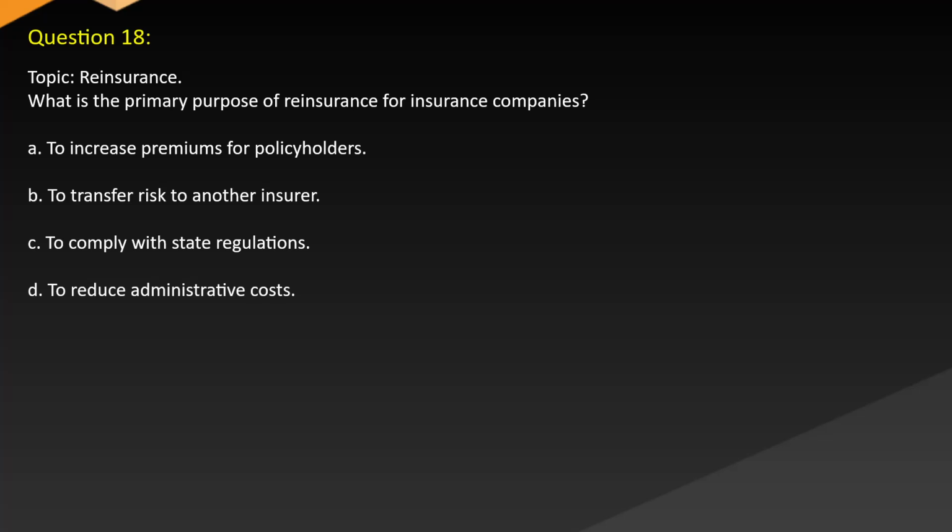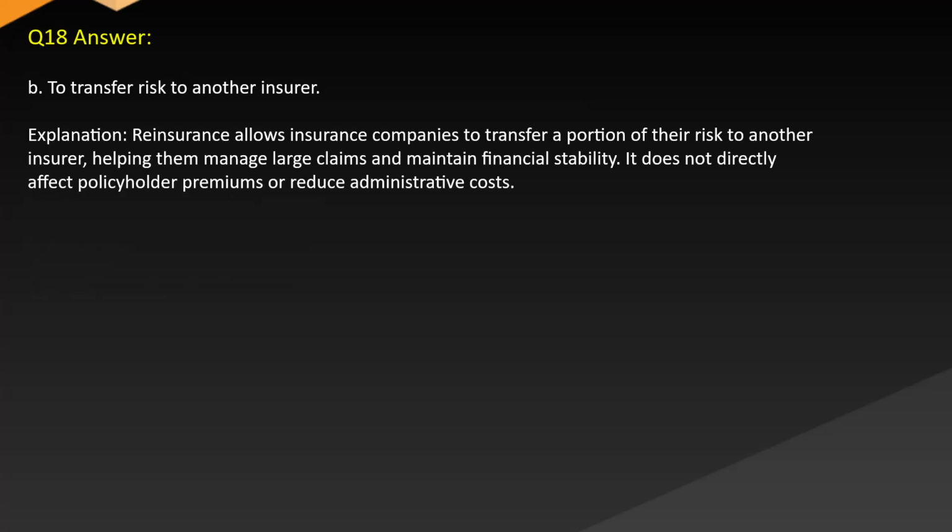Question 18. Topic: Reinsurance. What is the primary purpose of reinsurance for insurance companies? A. To increase premiums for policyholders. B. To transfer risk to another insurer. C. To comply with state regulations. D. To reduce administrative costs. Answer B. To transfer risk to another insurer. Explanation. Reinsurance allows insurance companies to transfer a portion of their risk to another insurer, helping them manage large claims and maintain financial stability. It does not directly affect policyholder premiums or reduce administrative costs.